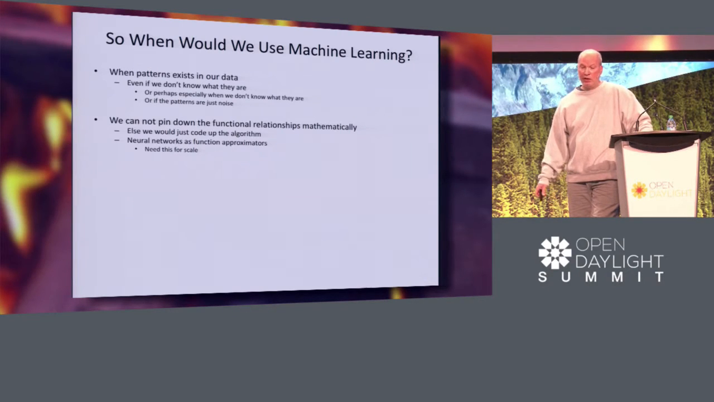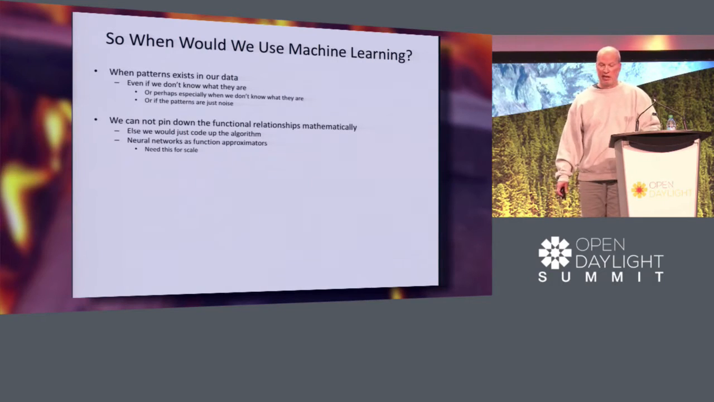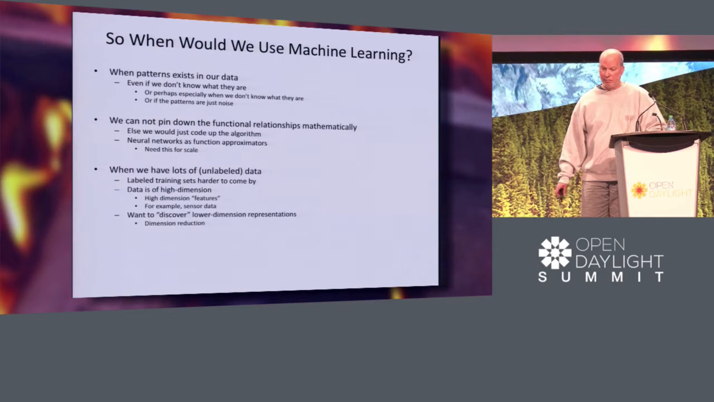And we use neural networks. I'll show you what a neural network is in a second, for function approximation, and we need this to make all of this scale. Because remember, this is all working on massive data sets, because you can think of what comes off your network. It's quite a bit.